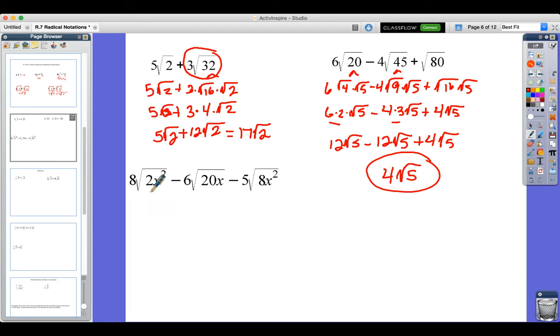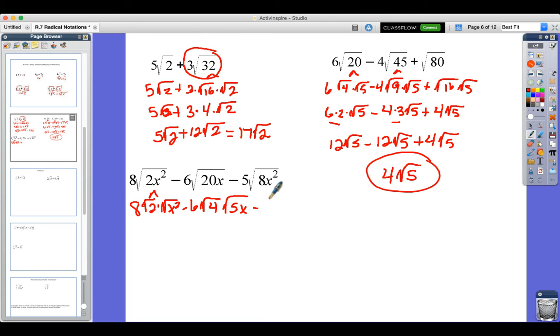Same idea. Here, you can factor out the x, so you have radical 2 times radical x squared, and we talked about those. We'll keep going here. Here we get 6, and then radical 4, and then radical 5x. We leave the x with this because you can't split that up. Here we can do something with it; here we can't.